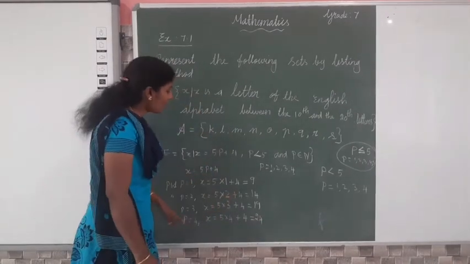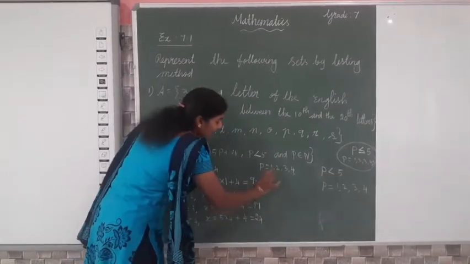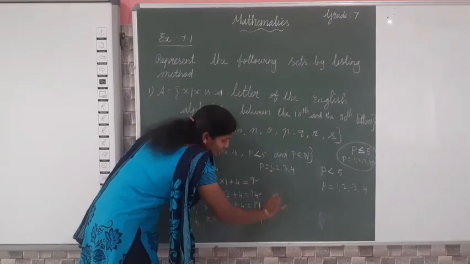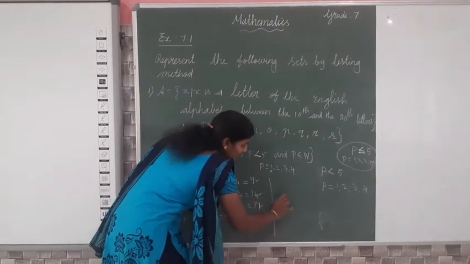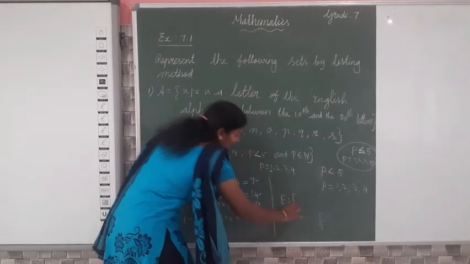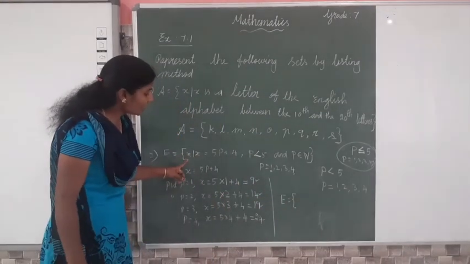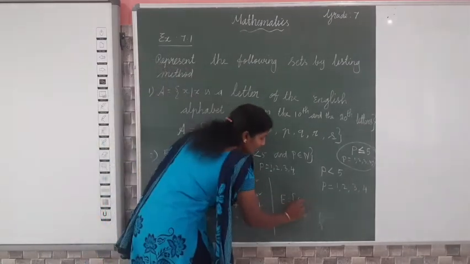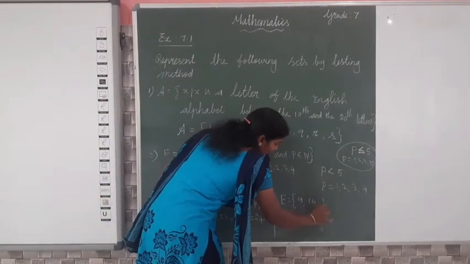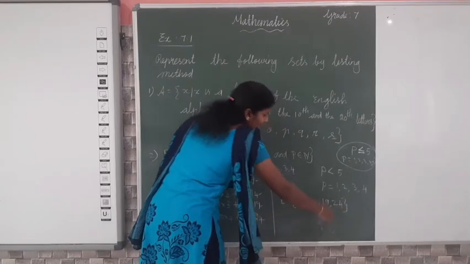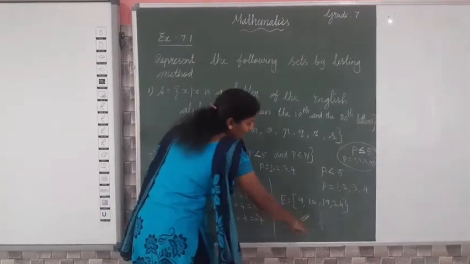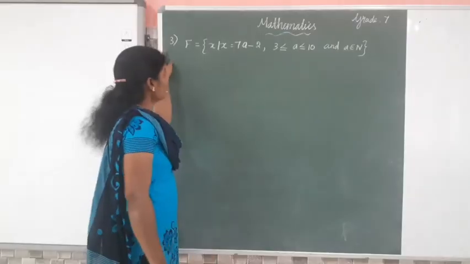Now, what are the elements? 9, 14, 19, 24. So, we can write set E is equal to 9, 14, 19 and 24. Okay? Now one more question.